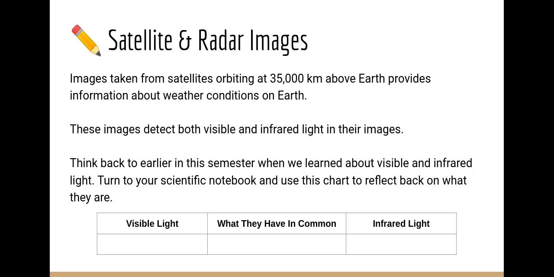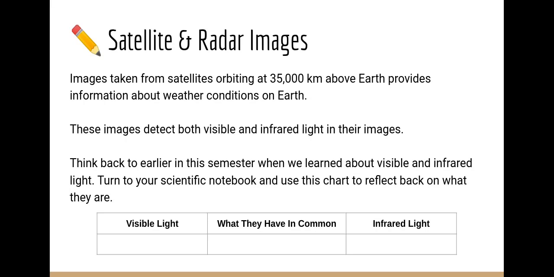So satellite images, we talked about earlier this semester that technology plays a big role in the reports that are made in the forecast we see. Images taken from satellites that orbit about 35,000 kilometers above Earth, or in the exosphere, provide information about weather conditions on Earth. These images detect both visible and infrared light.